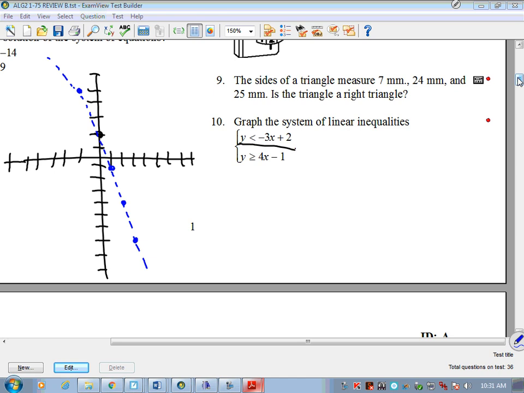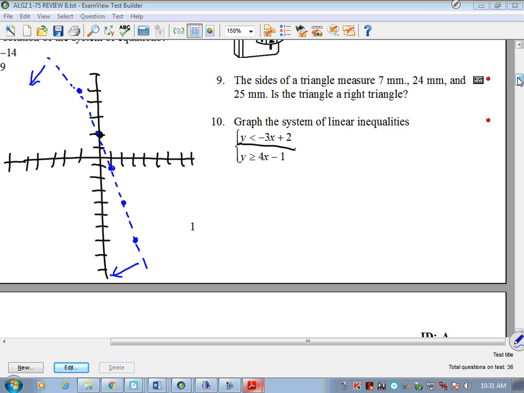Notice how 0, 0 sits here. I'm going to check and see, is 0 less than 2? Yes. So because of that, I'm going to shade this side of it because 0, 0 is part of the solution. Does that make sense? We remember some of that?